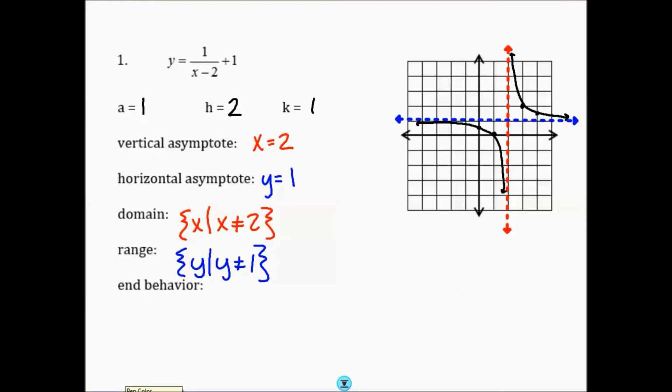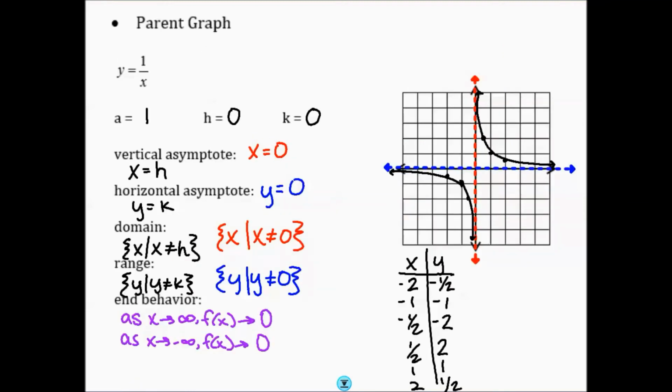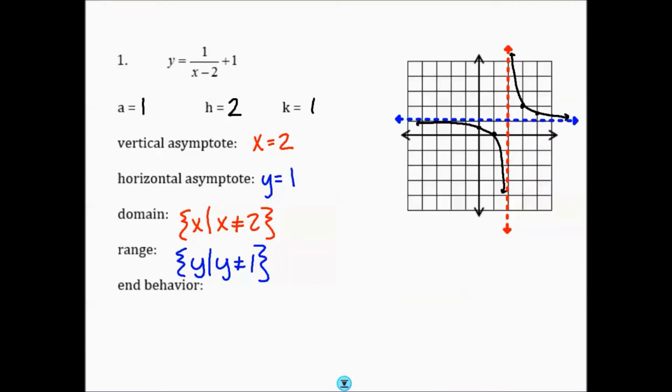And then our end behavior, I'm going to show you a shortcut to writing end behavior. Since both ends of the graph approach the same number, they approach the horizontal asymptote, I can write my end behavior as x approaches plus or minus infinity, f of x approaches the horizontal asymptote, which is 1. This means that both the left and the right side of the graph approach 1.